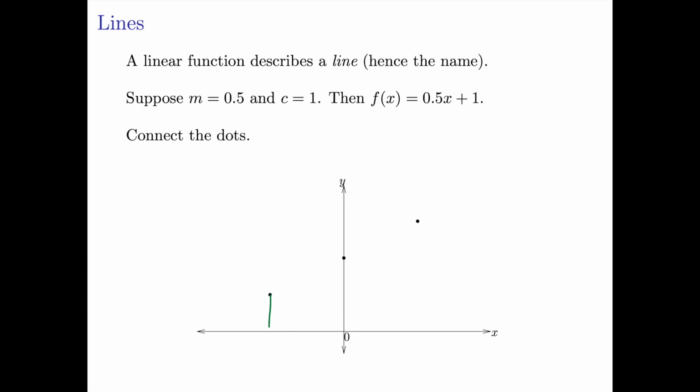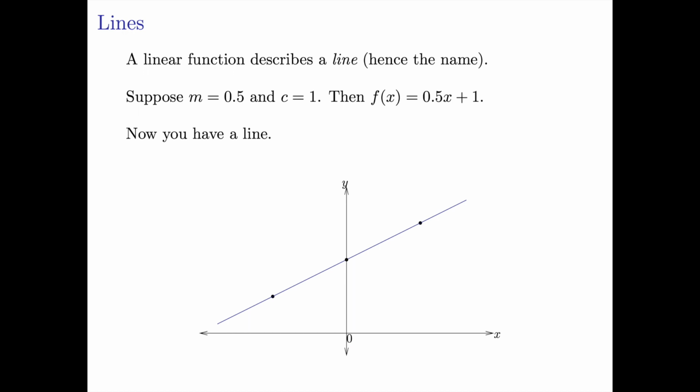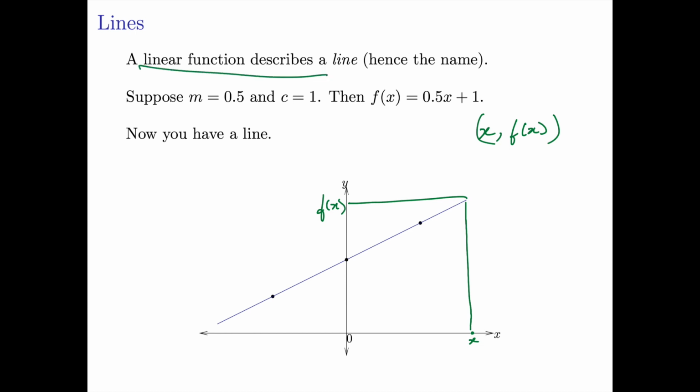So this one corresponds to minus 1, this one to 0, and this one to 1. In fact, for every possible value of x, we could have calculated f of x. So when we mark all the points, x and f of x, we get a straight line. And that's why linear functions are called that, because linear functions represent lines.